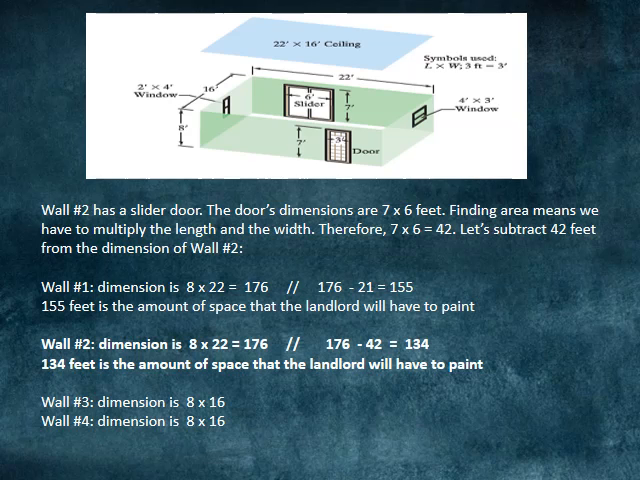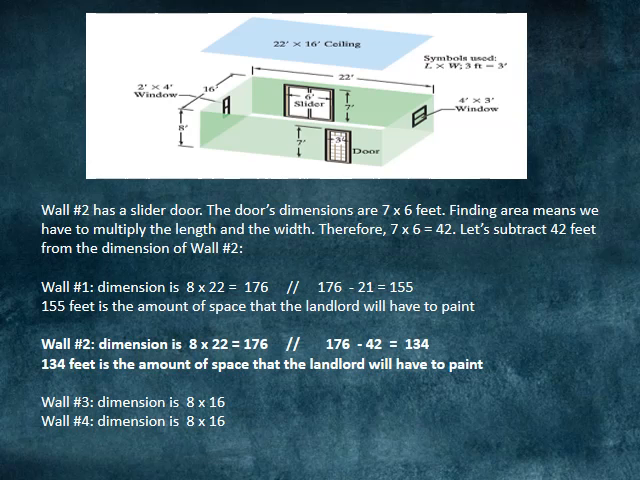Okay, so wall number 2, the dimension, we knew from the previous slide, is 176 total feet. When we take the slider door dimension, which is 7 times 6, and that's 42, and subtract that from the full amount of feet in the wall, 176 minus 42 is 134. 134 feet is the amount of space that the landlord's going to have to paint, which is great because we've taken out all of that amount that we don't have to paint, and that's going to help us later on in saving money.